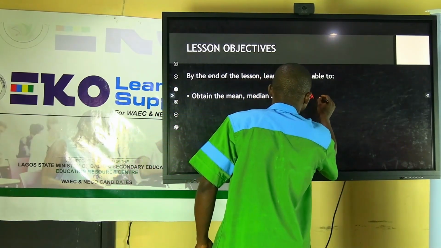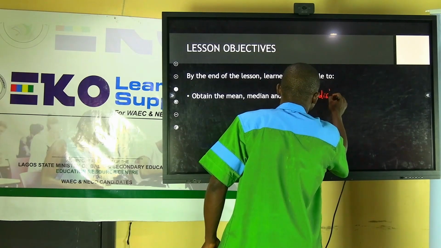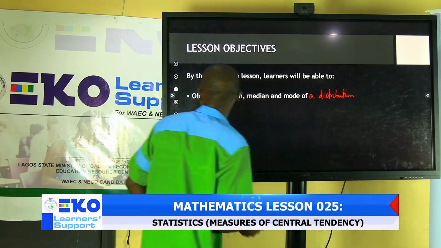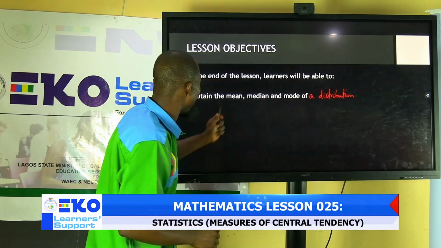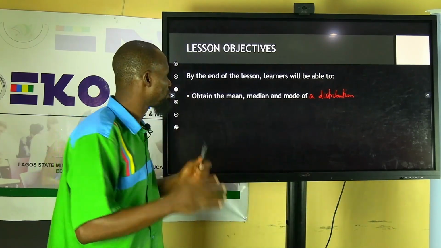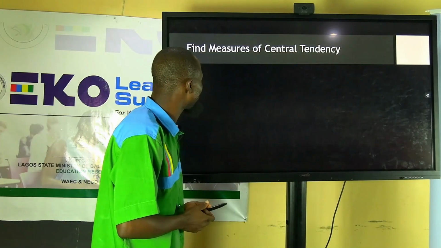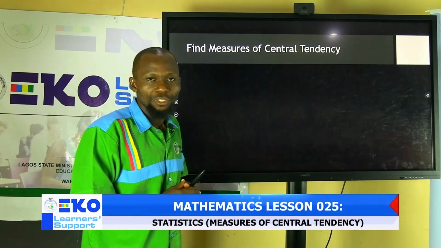Of a distribution. That's missing here. Sorry. Of a set of distribution. So, all right, mean, median, mode of a set of distribution. So, find measures of central tendencies.